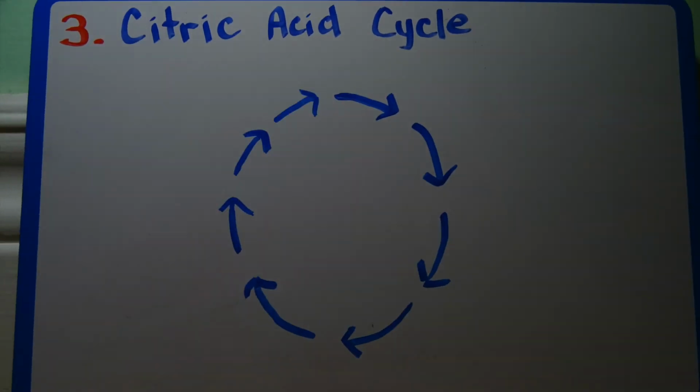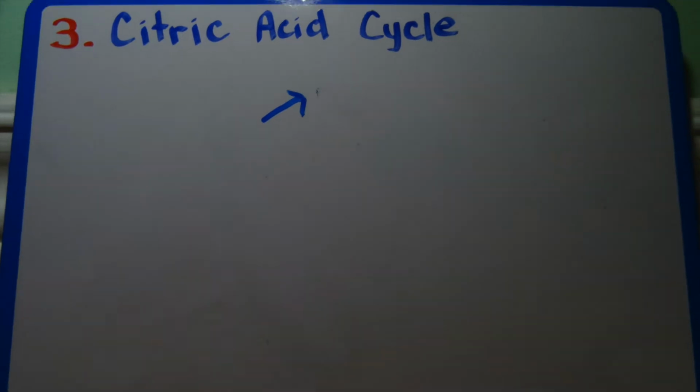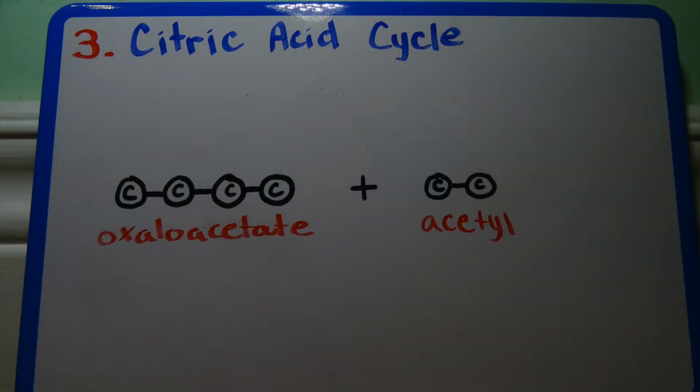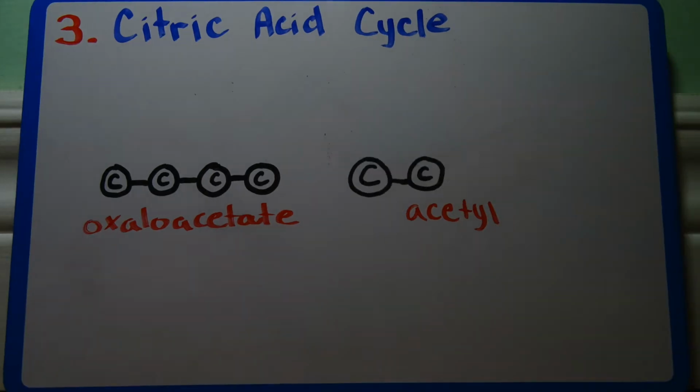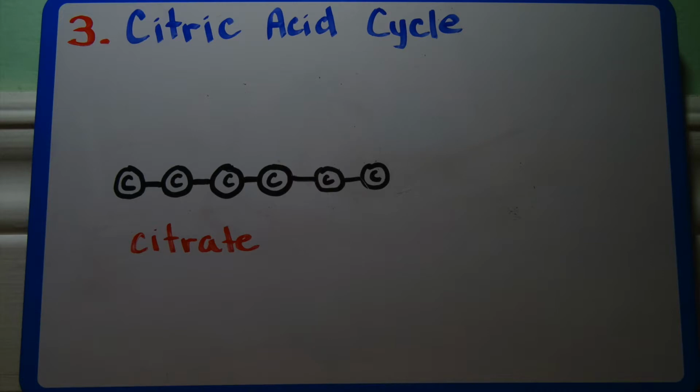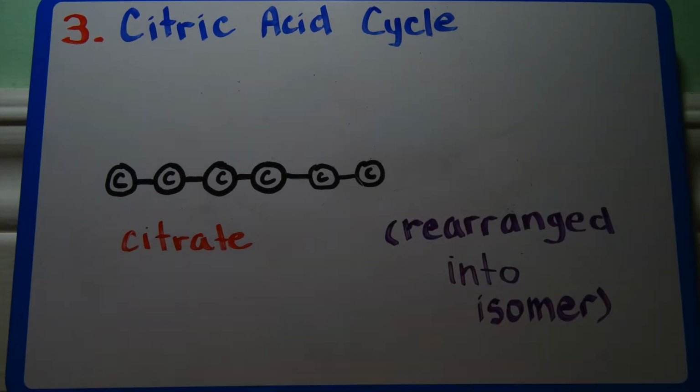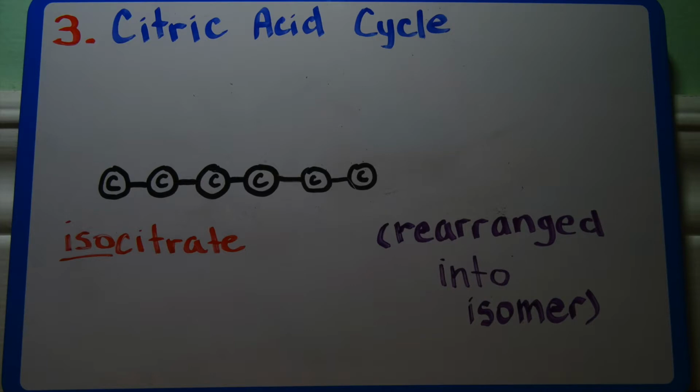It is called a cycle because the final products of the last reaction will be reused to start the cycle over again. The first step takes our 2-carbon acetyl group carried by coenzyme A and transfers it to oxaloacetate, forming the molecule citrate. The coenzyme A is lost and water, or H2O, is added. In the second step, citrate will be rearranged into its isomer called isocitrate.